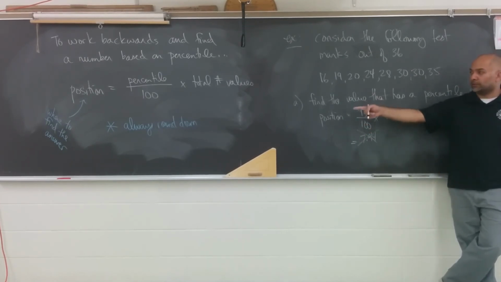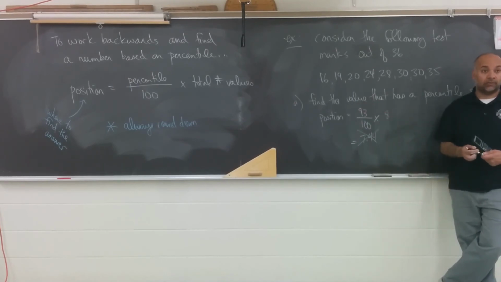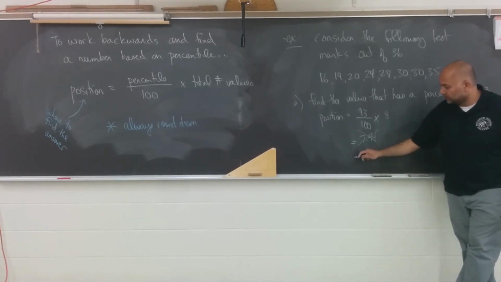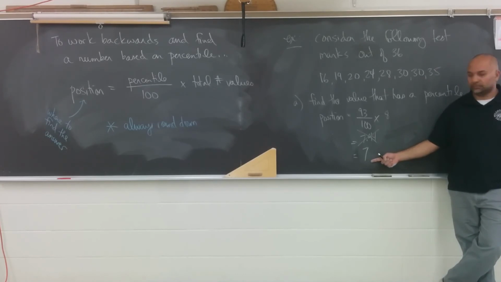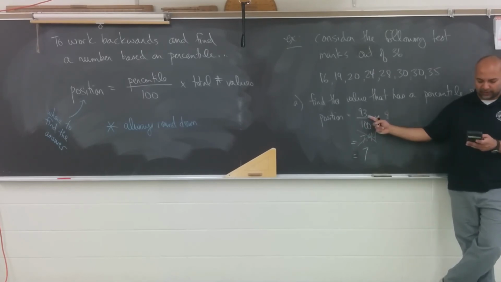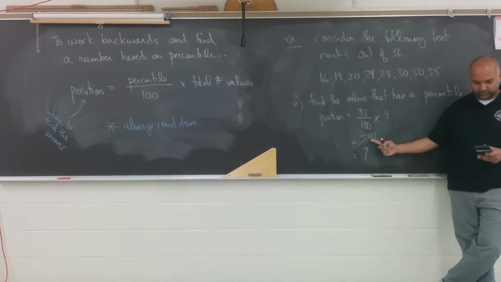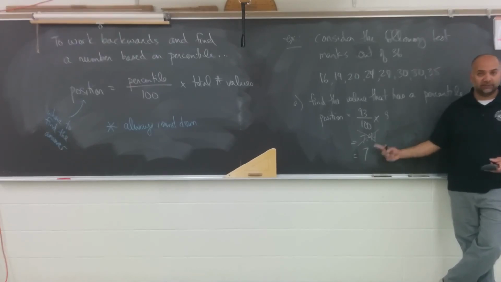Because in our position formula, we're rounding it down. So when we round it down, we get 7. That's not the answer. Sorry, hold on. I took it for granted that I did that correctly. Let's just make sure. 93 divided by 100 times 8. Yeah, you get 7.44. Round 7.44 down, you get 7. So if that was 7.1, you get 7. If that was 7.9, round it down, you still get 7.